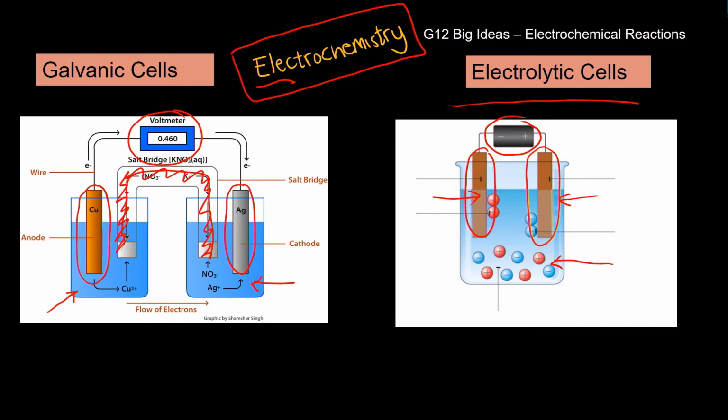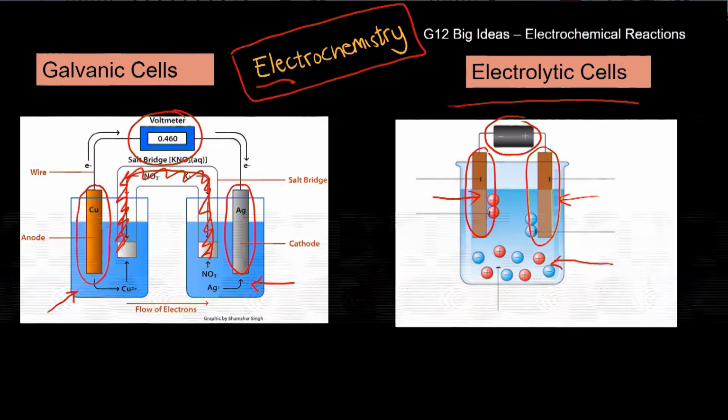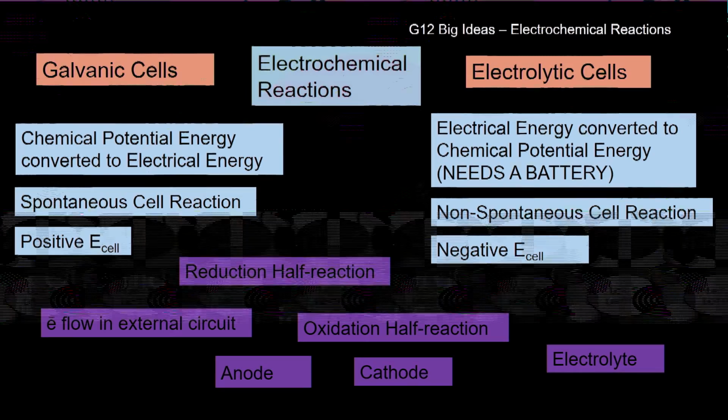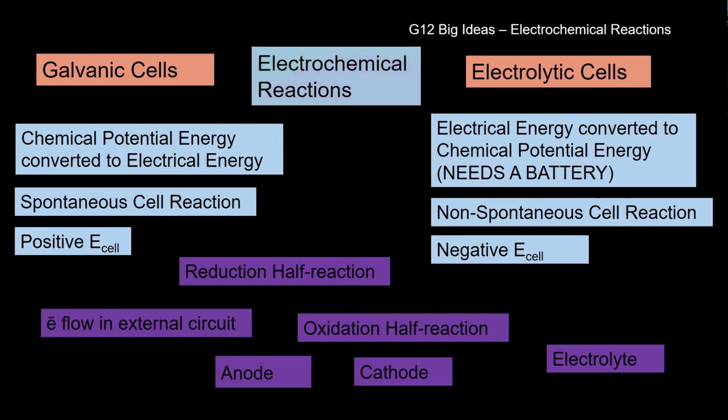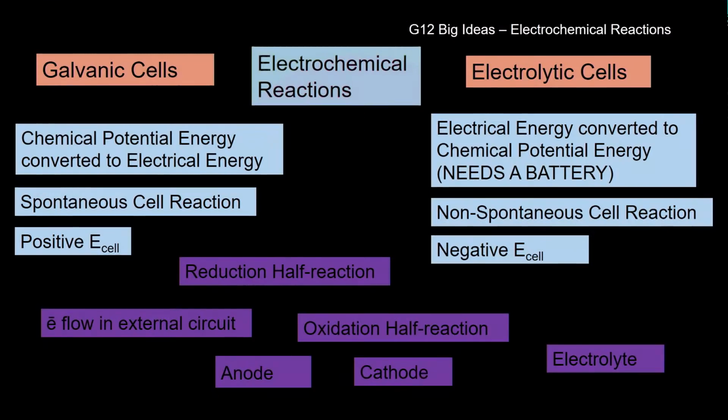I want to give you an overview of this whole section in writing so we can start processing the chemistry behind it. If we look at my screen now, it's very busy, I know, but what I've done is separate these two cells out and written down what is unique to each one. But we are also going to have a look at what is the same or similar for these two cells. So let's start with the galvanic cell.